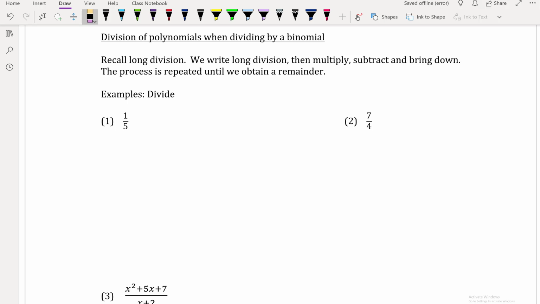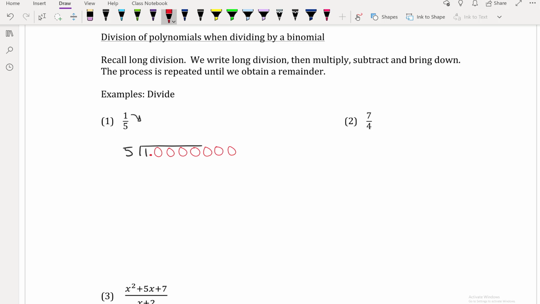So now we want to think about the division of polynomials when you're dividing by a binomial. So let's go ahead and review our long division, okay? So when we do long division, you tip the fraction over. So now you would have a 5 going into 1. But here, 5 is really big. It can't go into 1, so I'm going to have to borrow. I can always put a decimal and a 0 behind it. I can put as many zeros as I want. It doesn't matter how many zeros I put behind it.